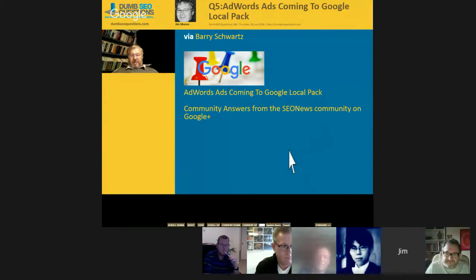So, summing up, what about AdWords ads in the local pack? I mean, given that there's only three listings in the local pack, and now there's only going to be two real ones and a paid one, is this a good thing or a bad thing? If you're in it, it's a good thing. If you're struggling to get into the top two instead of three, it's a bad thing.